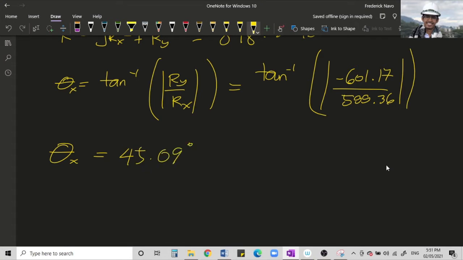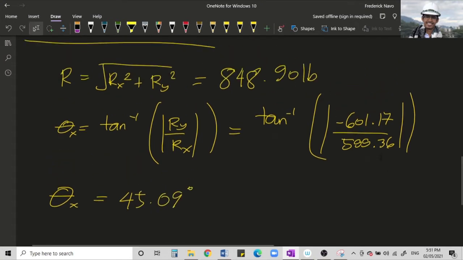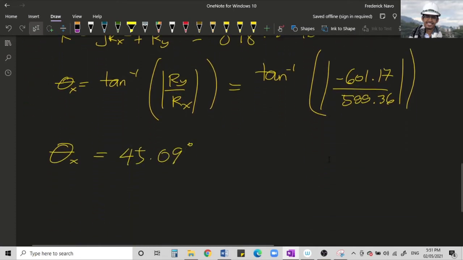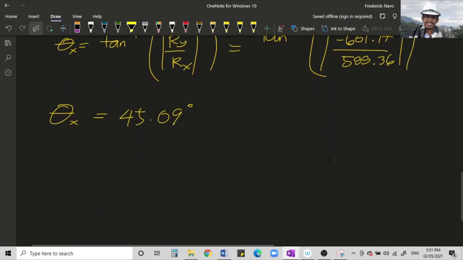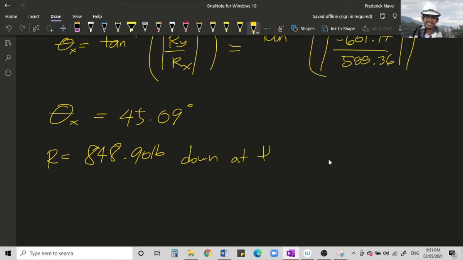degrees. Okay. So actually yung resultant natin, R natin is equal to 848.90 pounds, no? Acting to the right. Okay? Acting to the right at an angle of 45.08 degrees, no? Down at the right, okay? To the right.